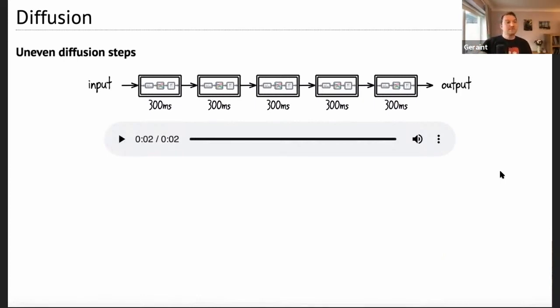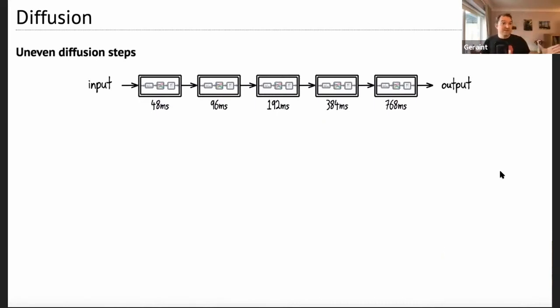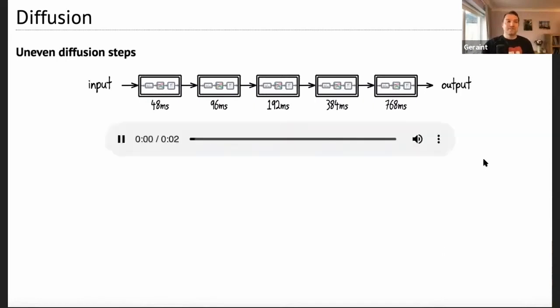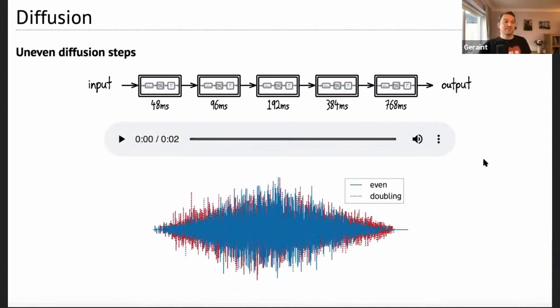Here's the same setup, but with varying step lengths. The first diffusion step is 48 milliseconds, then the next is 96, and each is double the previous length. And it sounds like this instead. The difference is really subtle, and again, you might want to listen to the audio examples on the blog post to make sure that I'm not lying to you, but basically it has a slightly faster attack, so it gets going more quickly, and less of a peak in the middle.